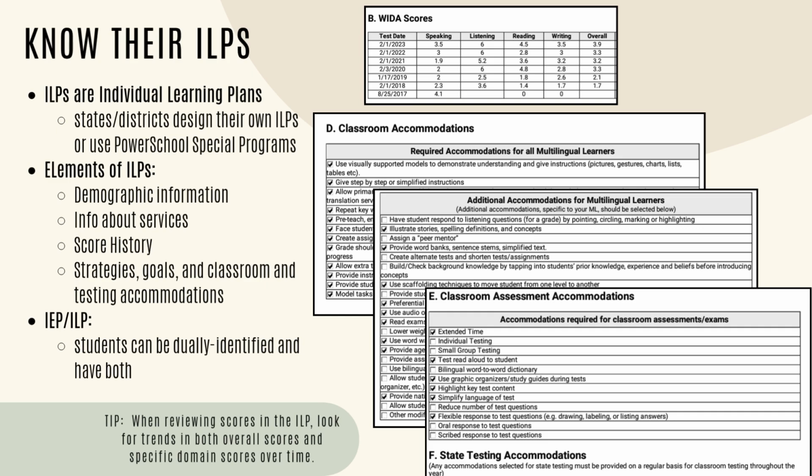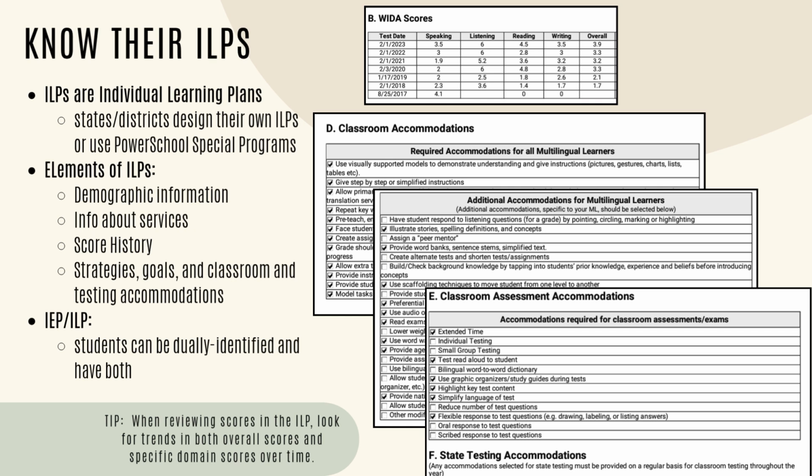But you'll see that about every school district has something different. And even though they're unique and different, there are some basic elements that are in most ILPs. There's demographic information, the services provided, whether they're push in or pull out, and how many minutes a week or how many times a week. There is a score history, and there are strategies, goals, and classroom and testing accommodations.